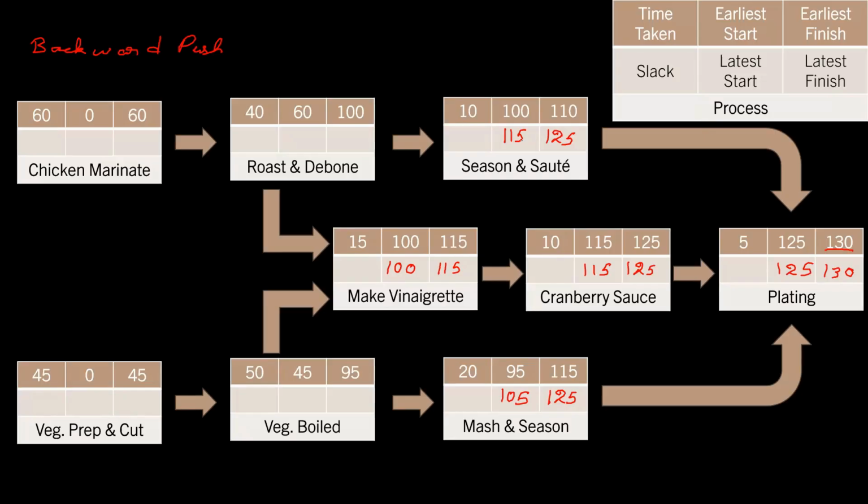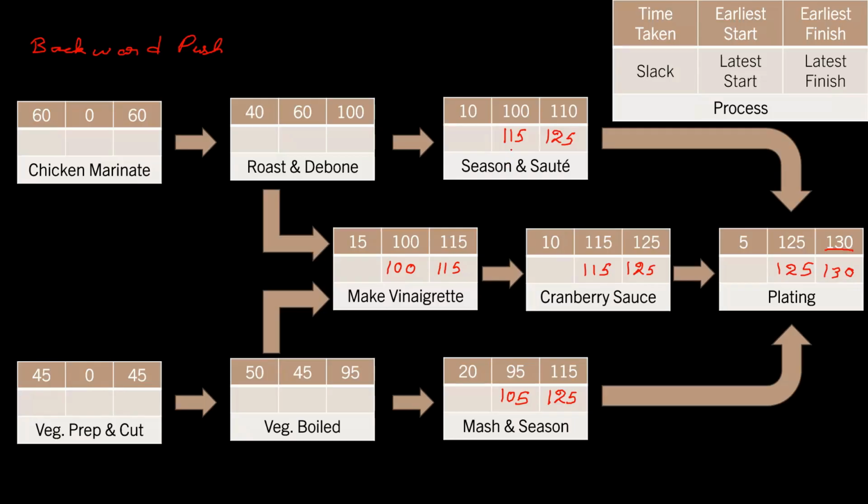So vinaigrette, Acha, has to latest finish by the 115th. Only then cranberry sauce can start in time, in order for plating to happen in a fashion that the dish will finish at the 130th minute. We are doing backward push. Okay. But roasting and deboning has to be done before making the vinaigrette also begins.